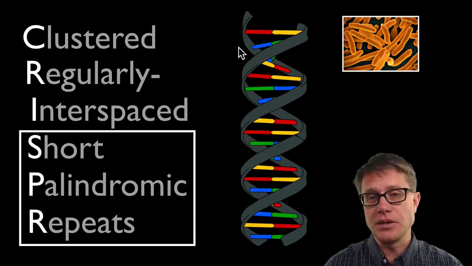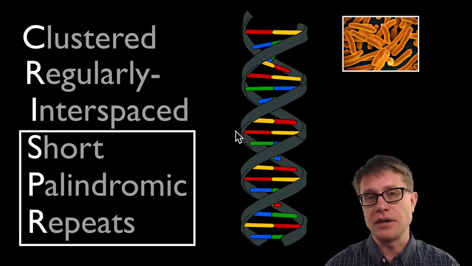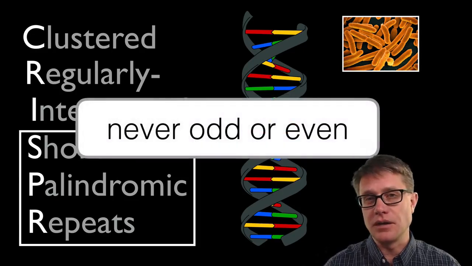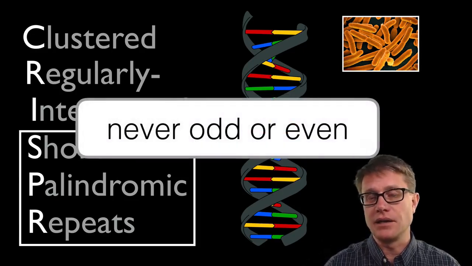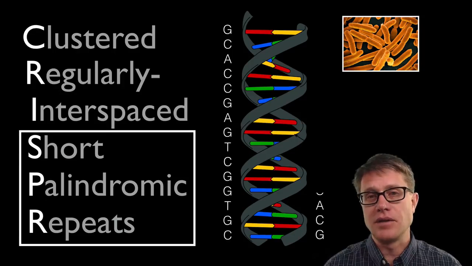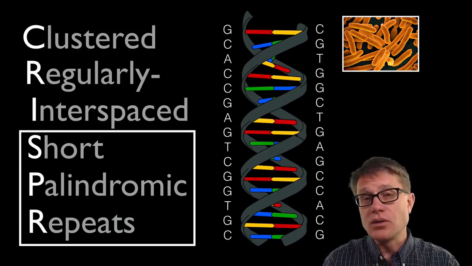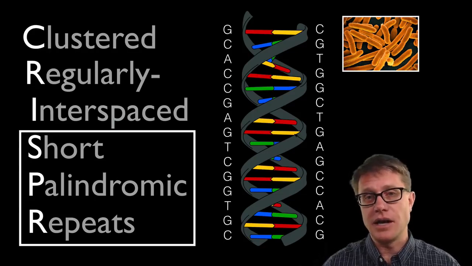These are going to be short segments of DNA, so 20 to 40 letters in length, and they're going to be palindromes. Remember, a palindrome is a sequence of letters that read the same left to right, like never, odd, or even. The reason why is that when you transcribe that DNA, you make RNA that forms these little hairpin turns.